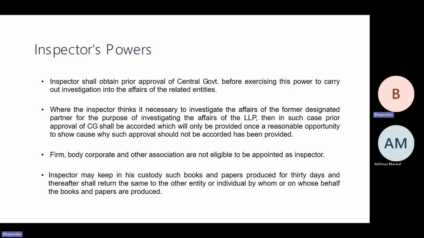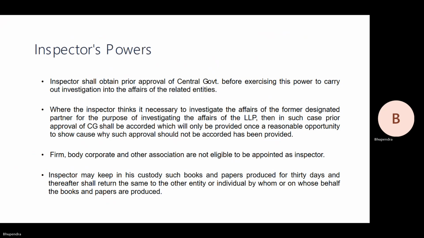Where the inspector thinks that it is necessary to investigate the affairs of the former designated partners, जो अभी डेजिग्नेटेड पार्टनर्स हैं LLP के, उनका इन्वेस्टिगेशन तो वो करेगा. और जो फॉर्मर हैं, जो छोड़ के चले चुके हैं, उनकी भी इंस्पेक्शन हो सकती है, बट उसका अप्रूवल सेंट्रल गवर्नमेंट से लेना पड़ेगा. और जो डेजिग्नेटेड पार्टनर छोड़ चुका है उसको अपॉर्चुनिटी ऑफ बीइंग हर्ड दिया जाए.